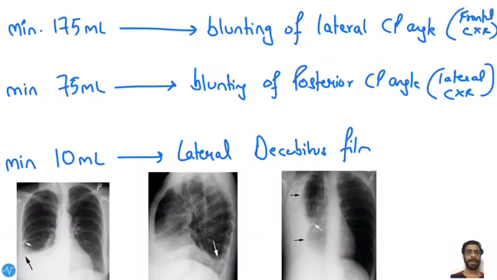Now what is the minimum level where pleural effusion can be seen? In frontal chest X-ray, a minimum of 175 ml can be seen, which causes blunting of the lateral CP angle. In lateral chest X-ray, a minimum of 75 ml is required to cause blunting of the posterior CP angle. In lateral decubitus position, a minimum of 10 ml is required for blunting of the CP angle.